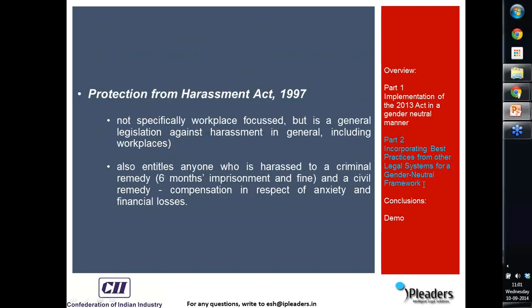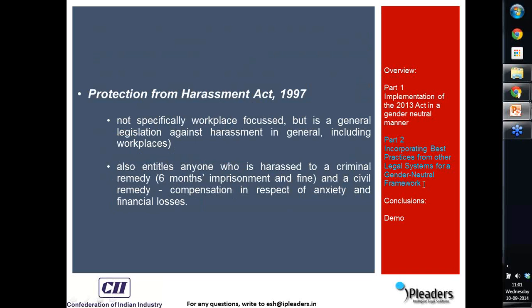The next, as I was saying, the UK had legislation earlier as well. One of them was the Protection from Harassment Act, which was not workplace focused. Even the Equality Act is very exhaustive. It's not just workplace focused, but it has a specific chapter dedicated only to workplaces, which is what makes it so powerful and so effective.